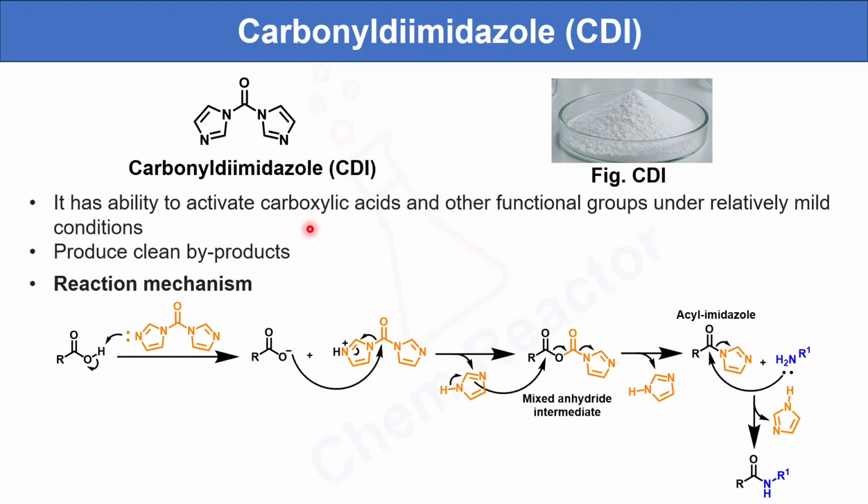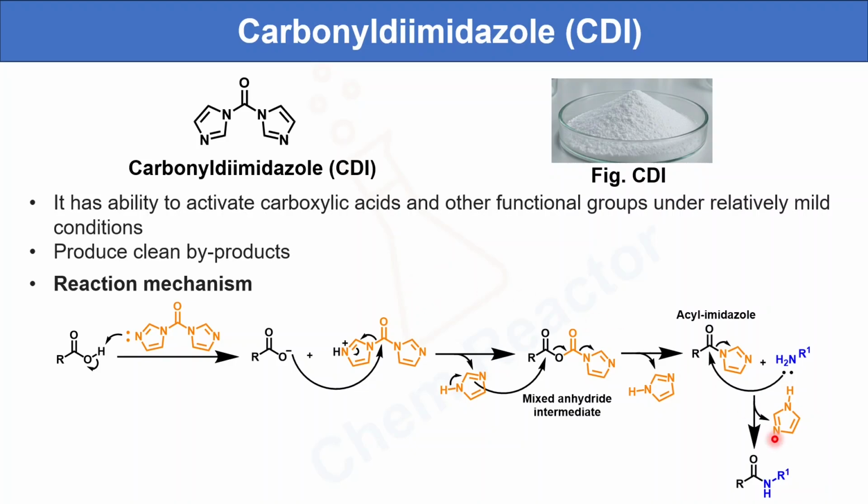Because of its unique ability to activate carboxylic acids and other functional groups under relatively mild conditions as compared to the other coupling reagents, that makes it a useful reagent in multiple synthetic transformations. Plus, its unique ability to produce clean byproducts. Before going to the synthetic applications of CDI, first we will see the reaction mechanism, how this coupling reagent works in multiple synthetic transformations.